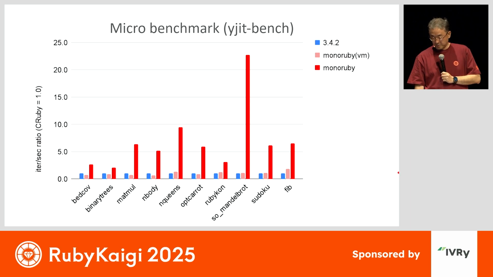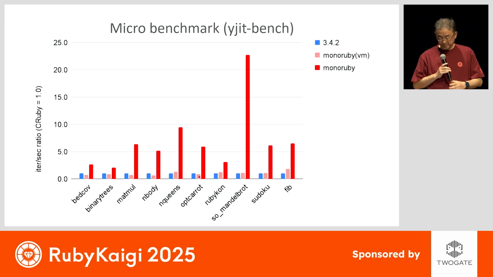And this is a micro benchmark with optcarrot, showing the ratio to CRuby. The red bar shows MonoRuby. It shows 3 to 10 times faster than the CRuby interpreter. And this pink bar shows the MonoRuby interpreter. It's comparable to the CRuby interpreter.